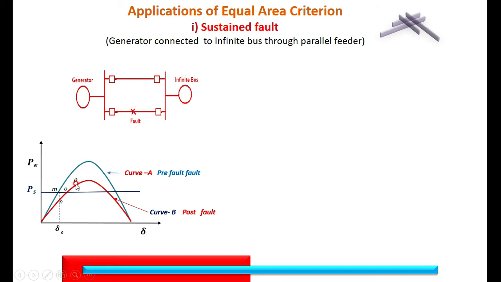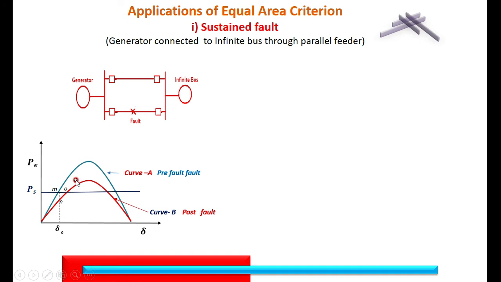Then when it reaches synchronous speed, the angle delta stops changing. But at point P, we can observe that the electrical output is more than the mechanical input. Therefore, there is a deceleration. Because of that, the angle delta goes on decreasing. Therefore, the operating point will shift from P towards O.